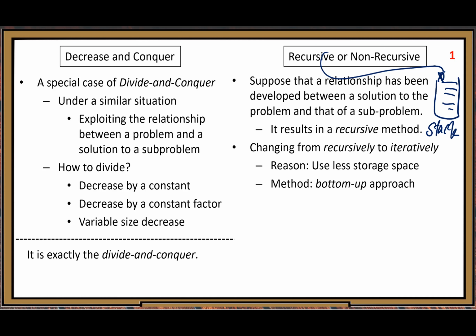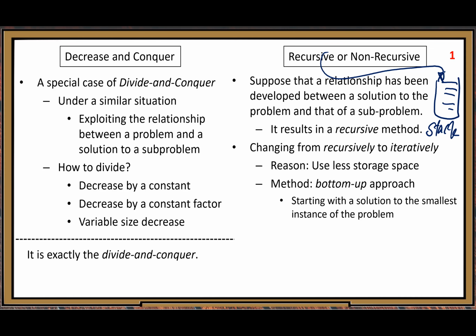But when you do the change, usually there are two ways, bottom up and top down. Bottom up starts from a solution to the smallest instance of the problem. What's the bottom up? Fibonacci number, you start with F1, F2, that's bottom. Then you find F3, F4, bottom up. Top down, you start from f of n.